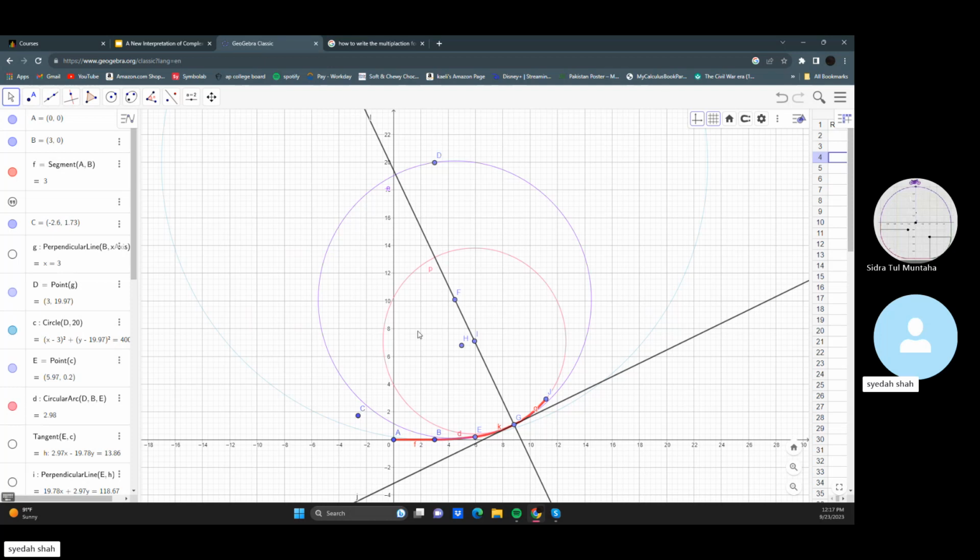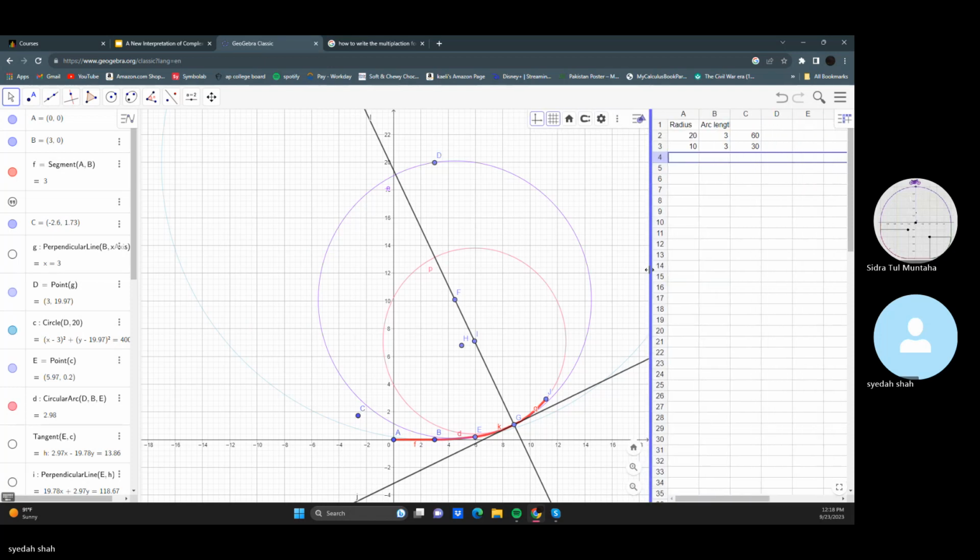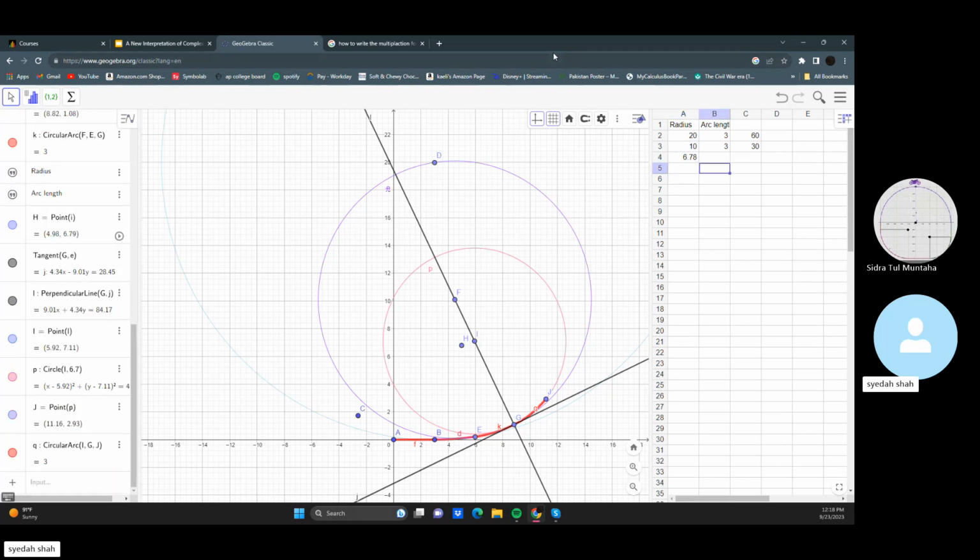I think it will be like 3 or 4. Okay, you can actually calculate it. Take out your spreadsheet. So your third circle was 6.7. Yes. And what was your total arc length at that time?